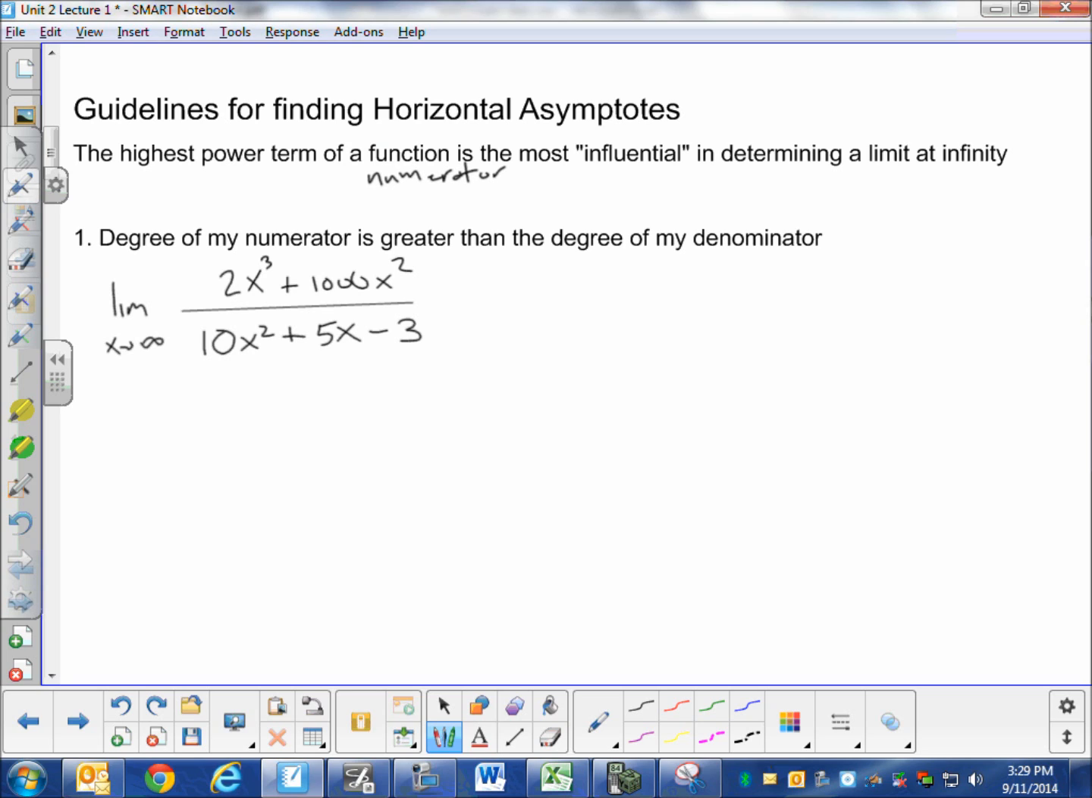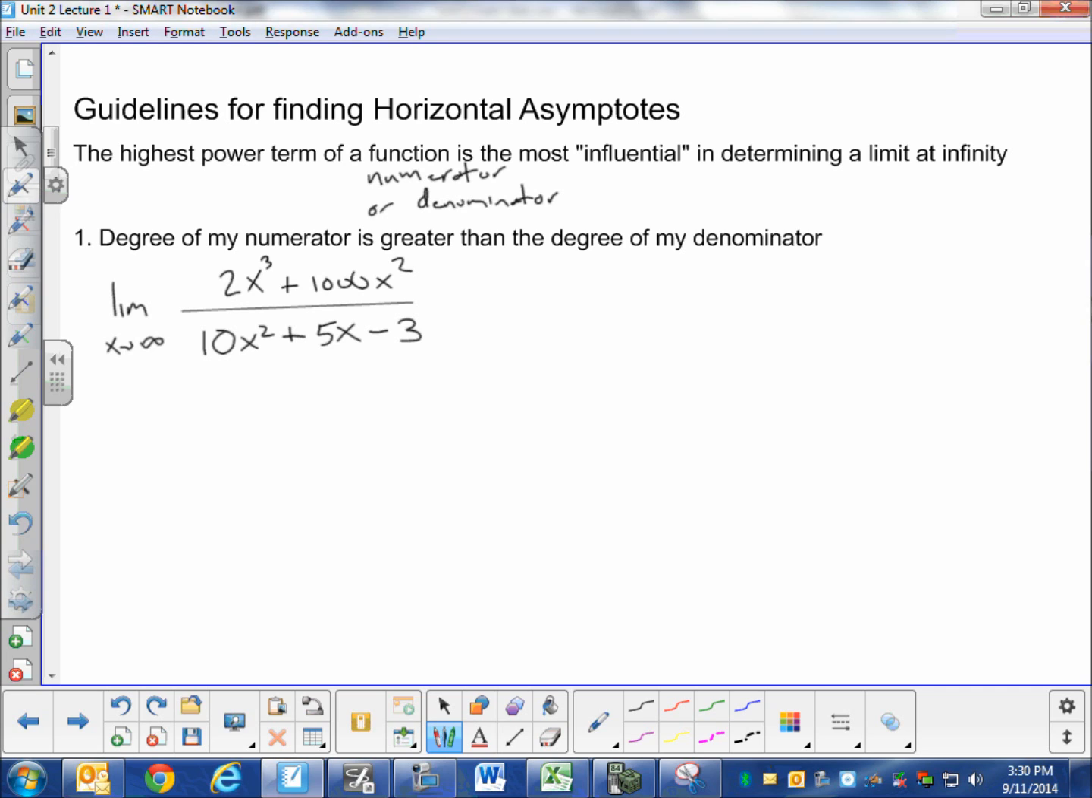I don't know. I feel like that 1,000 times tends to be a little more influential. Yeah, but you got to think what you're doing with that 1,000 times x squared. What values are you plugging in? If I plugged in 1, what's going to be bigger? 2x cubed or 1,000x squared? 1,000x squared. Cool. What about if I plug in 1,000,000? And if I take 1,000,000 and I cube it, is that going to be bigger than 1,000?